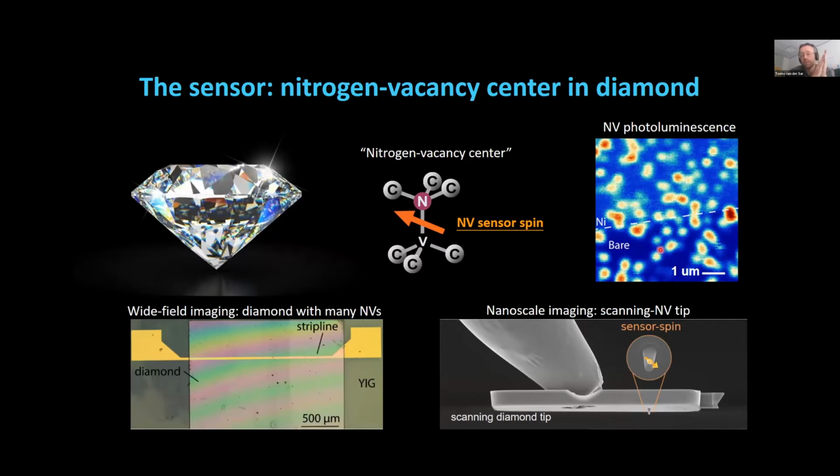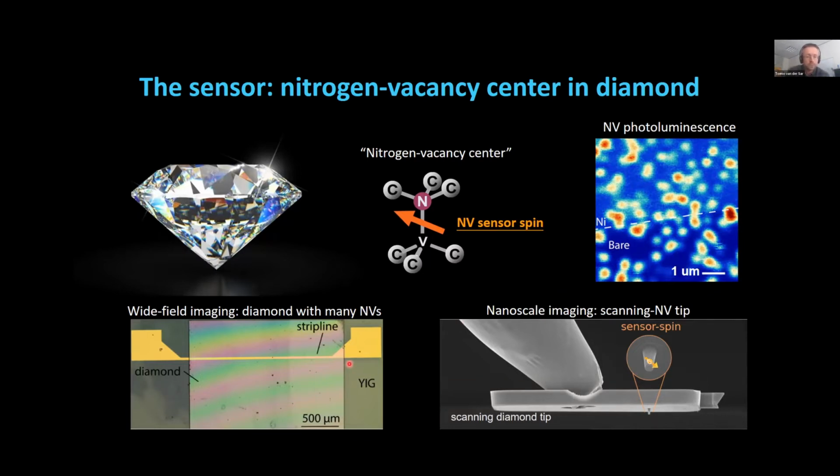Now, this means that you have atomic-sized magnetic field sensors inside your diamond that you can use for magnetic imaging. And then the major challenge is how to get these NV sensors close to the material of interest that you want to study, because in the end, that sets the spatial resolution of the technique.